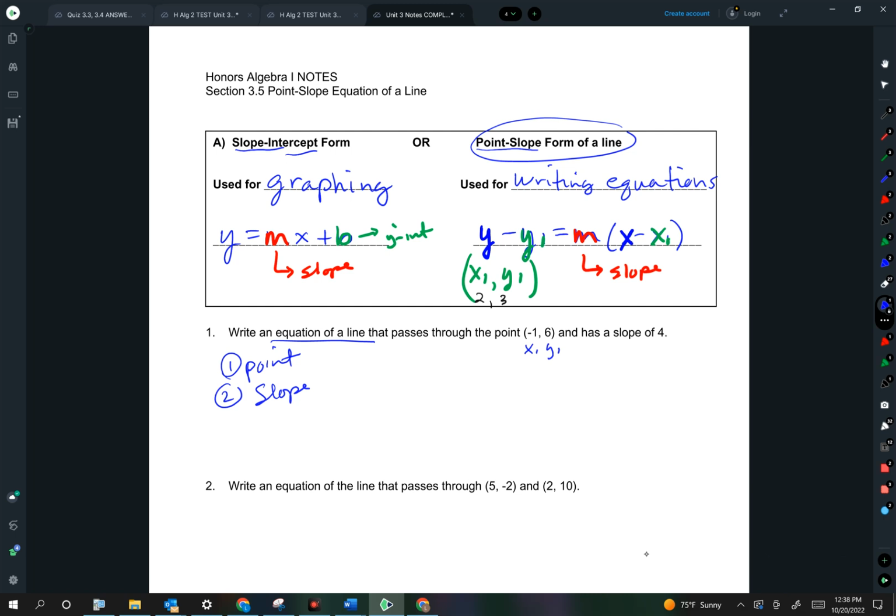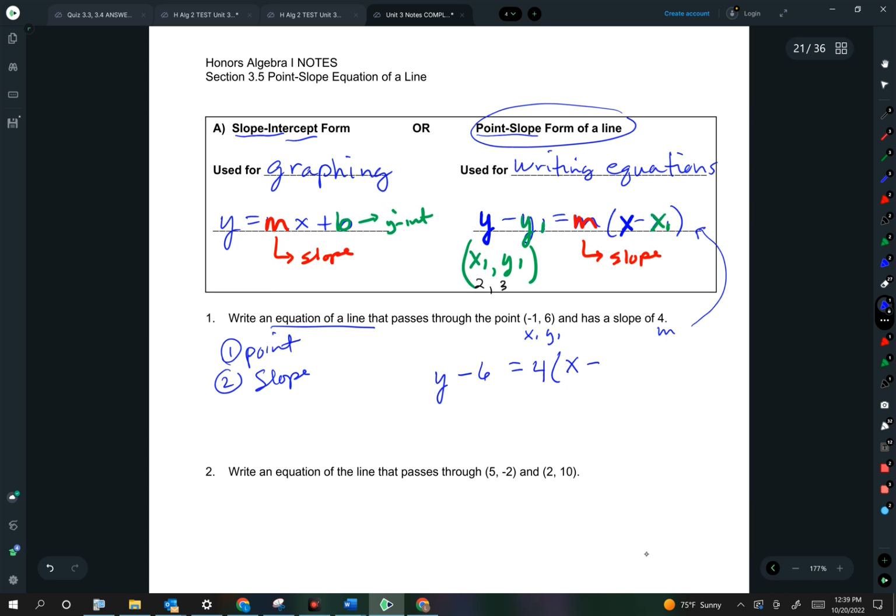And do I have the slope? Yep, slope is 4. So that's my m. I'm going to rewrite this equation, but in place of x1, y1, and m, I'm going to fill in these numbers. I'm going to start with y minus, and in place of y1, I'm going to put 6, equals the slope 4, and then in parentheses x minus the x1, which is the x coordinate of that point, so x minus -1. That's the equation of my line.